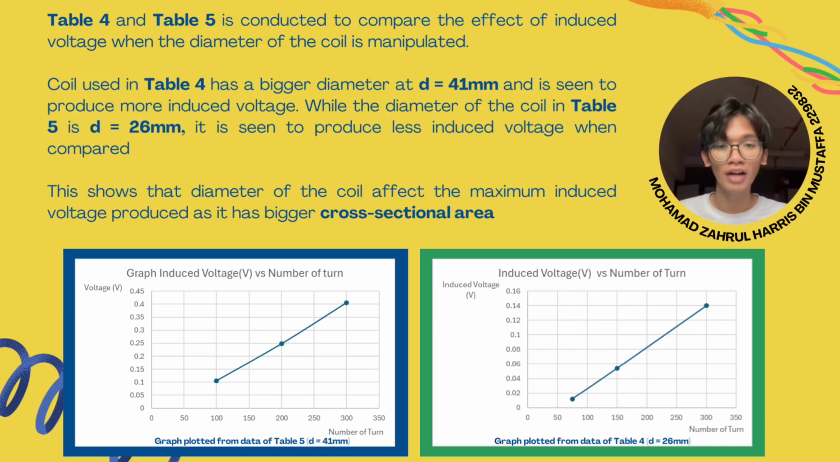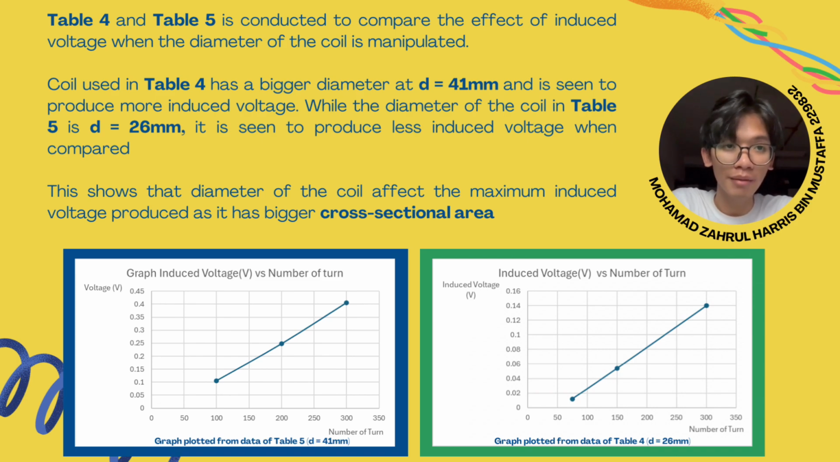Table 4 and Table 5 are basically conducted to compare the effect on induced voltage when the diameter of the coil is manipulated. The coil used in Table 4 has a bigger diameter at 41 millimeters and is seen to produce more induced voltage when compared to the coil used in Table 5, which is at 26 millimeters in diameter, and it produces less induced voltage. This shows that the diameter affects the maximum induced voltage produced as it has a bigger cross-sectional area.